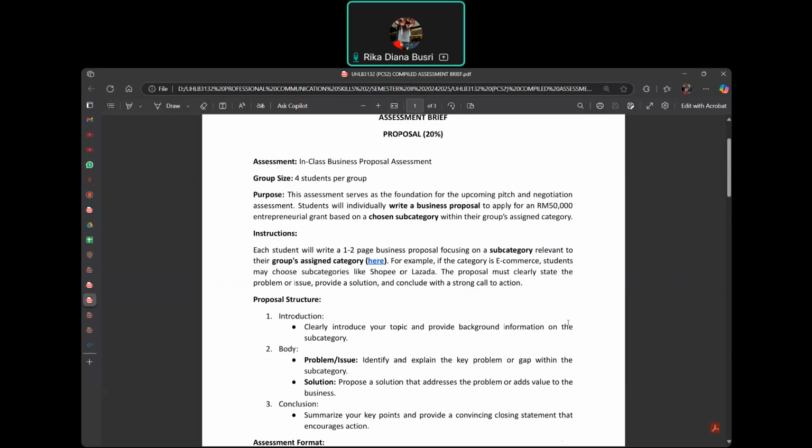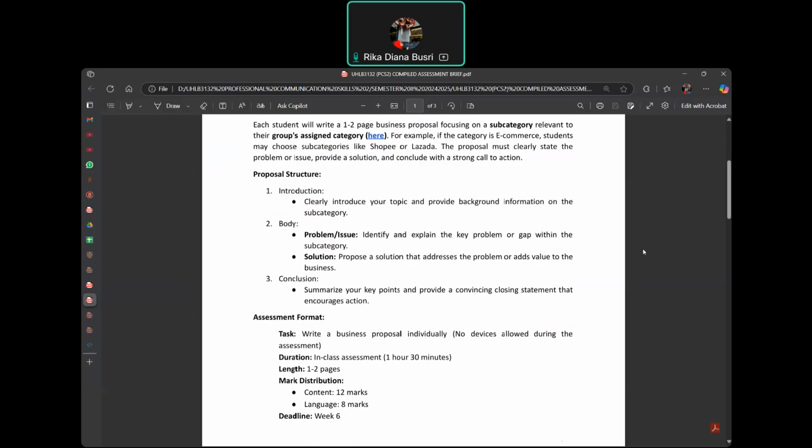Number two, the body. In the body of the proposal, you are supposed to write about the problem or the issue, the solution, plus justification. I have not said this enough, but remember, this justification is what I am focusing on when I am marking your proposal. Last, you are wrapping up your proposal with a conclusion. The conclusion is the last kick of whatever you have written.